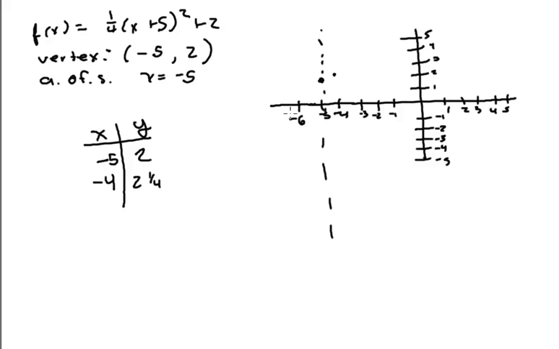Now if I go 1 to this side, I should get the same thing. Let's check. If I plug negative 6 in here, negative 6 plus 5 is negative 1. Negative 1 squared is 1. 1 times 1/4 is 1/4. 1/4 plus 2 is 2 1/4. So that also works. And so we get the parabola that looks like this. Notice it opens upward, which we would expect because this 1/4 is positive.